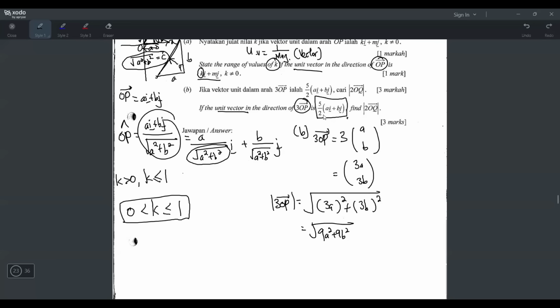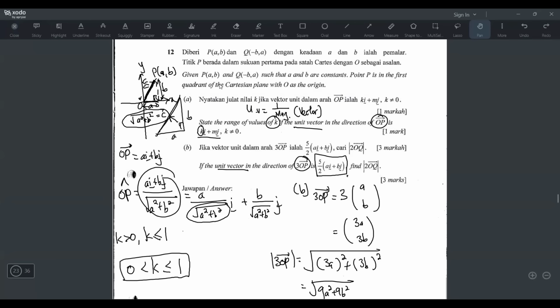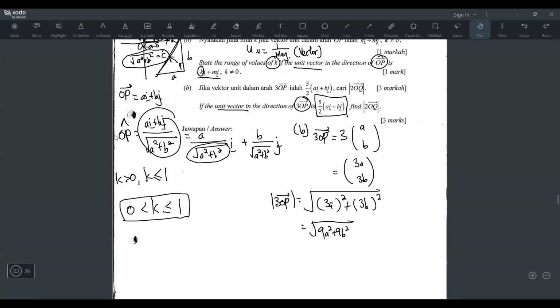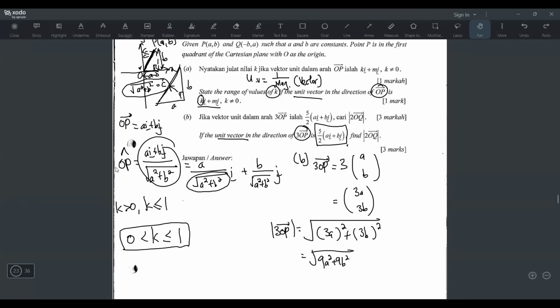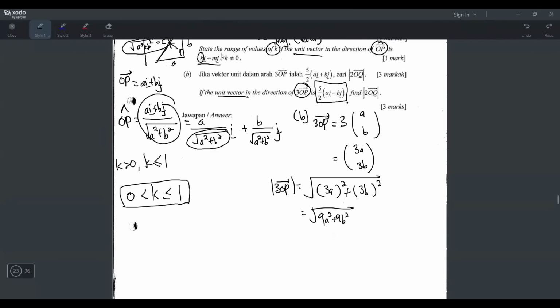wait, they're asking you to find magnitude of 2OQ, right? Which is a different, okay, but I think I need to, okay, tak apa, kita buat dulu. Kita buat dulu and then see where it brings us, right? But I don't have A and B, right? Okay, tak apa, we do first. So we already know the unit vector is 502 AI plus BJ, right? Okay, we get our magnitude.